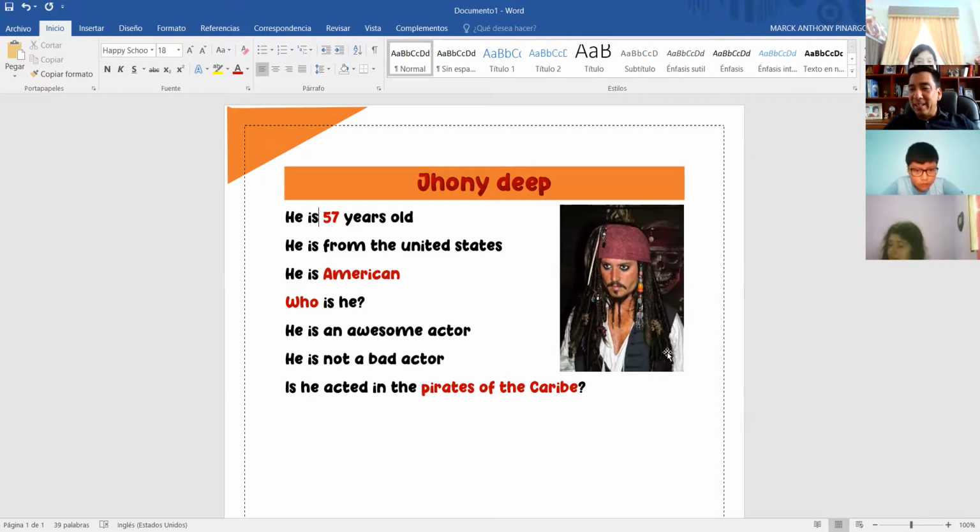¿Ok? Vamos, go ahead. He is 57 years old. He is from the United States. He is American. Who is he? He is an awesome actor. He is not a bad actor. Is he acted in the Pirates of the Caribbean?